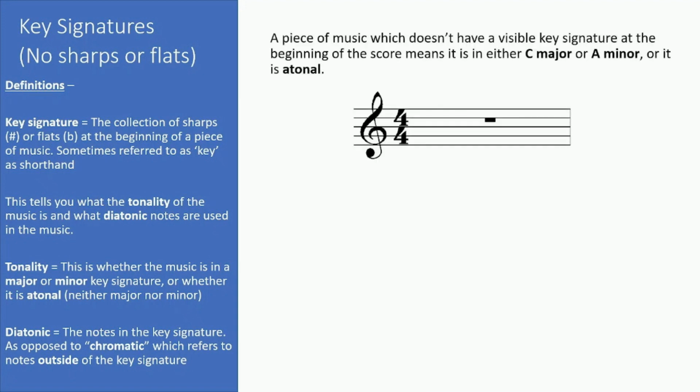So, without further ado, first of all, no sharps or flats. What does it mean? It means that it's either C major or A minor, or it is atonal. Remember, atonal meaning it's not major or minor.